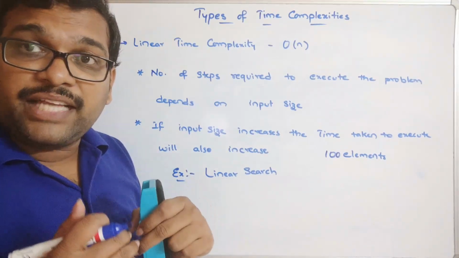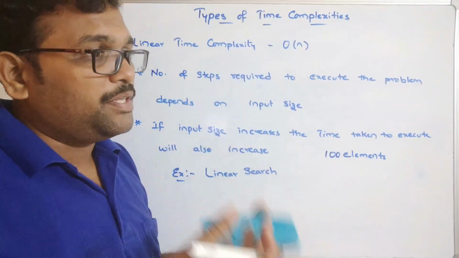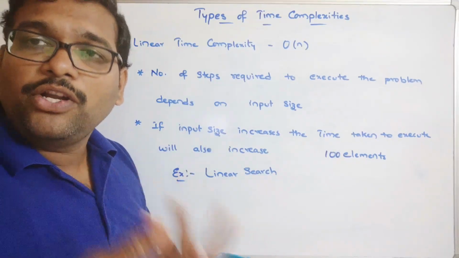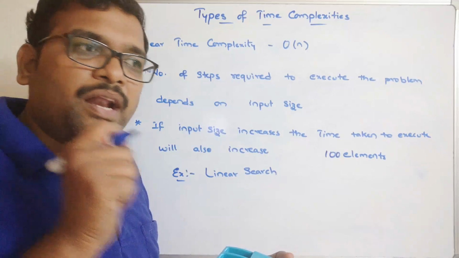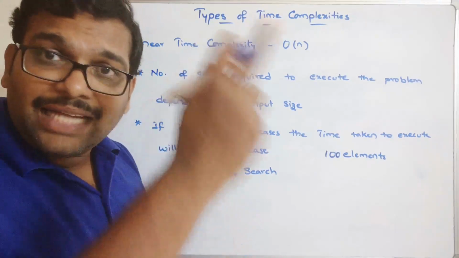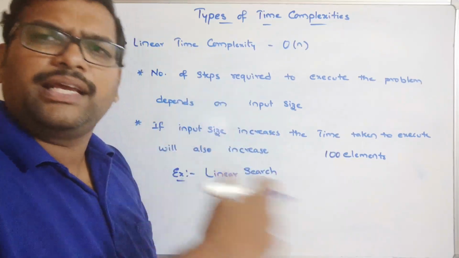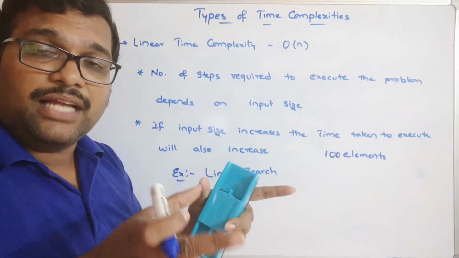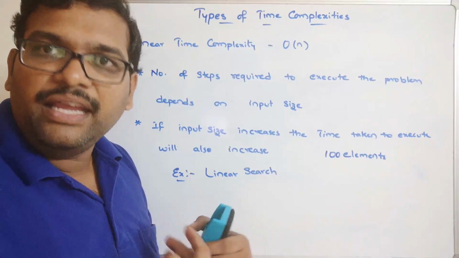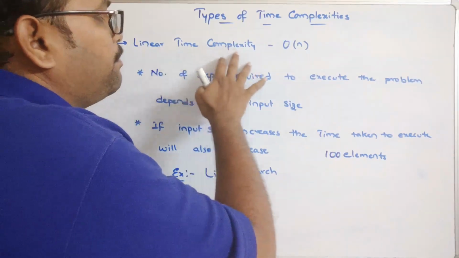That means if the size increases, the time will also increase. One more general example: if you have a lock and you forgot the key, and you have a bunch of keys, what will you do to open the door? You will try each and every key. If the correct key is the last key in the bunch, you have to try all the keys. If the number of keys in the bunch increases, the time taken to open the door will also increase. Such a type of complexity we call linear time complexity.